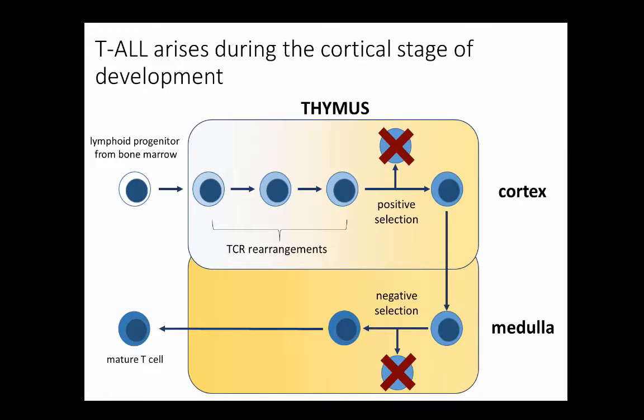So I mentioned T cell rearrangements are occurring earlier in T cell development while they're still in the cortex. During the process of these TCR rearrangements, which are introducing DNA breaks, as you can imagine, there are always opportunities for incorrect repair or other kinds of abnormalities. So it may not be surprising that the majority of TALL cases or malignancies arise during this early stage of T cell development.